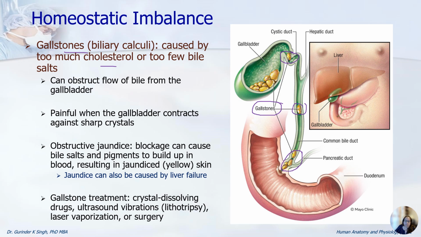What happens is the bile is not released, so this can cause jaundice. Now there are two types of jaundice. You can have an obstructive jaundice, where the blockage causes bile salts and pigments to build up in the blood, and then you have yellow skin. Jaundice can also be caused when the liver doesn't function very well, because then the liver is not removing the bile salts or broken down hemoglobin, etc., from the blood.